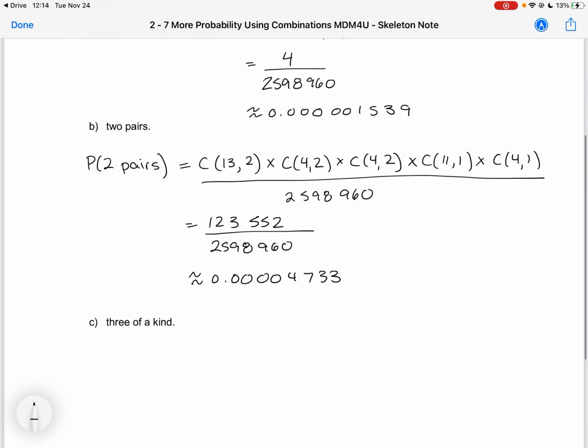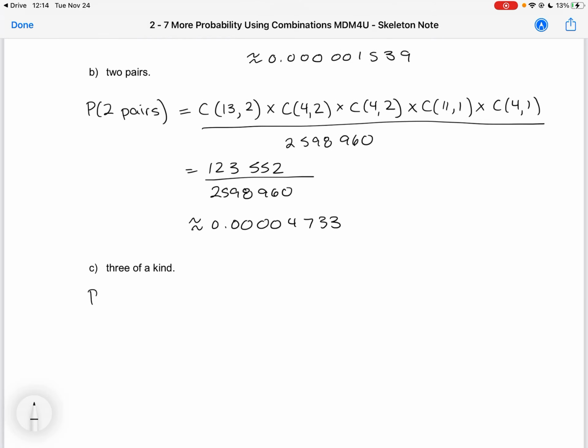The last example that we'll look at in this video is getting 3 of a kind. Okay. So the first thing that we're going to look at is we've got 13 card values, and you're choosing 1 of those to be the number that you're choosing to get the 3 of a kind. Your cards are all going to come from 3 out of the 4 possibilities for the number 6s, for example. This accounts for your 3 of a kind.